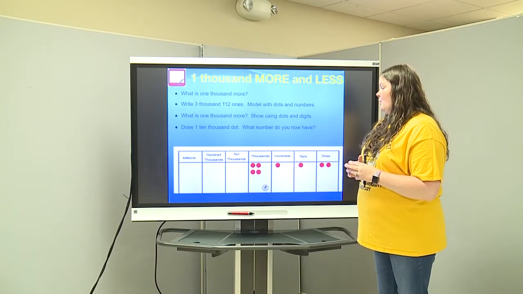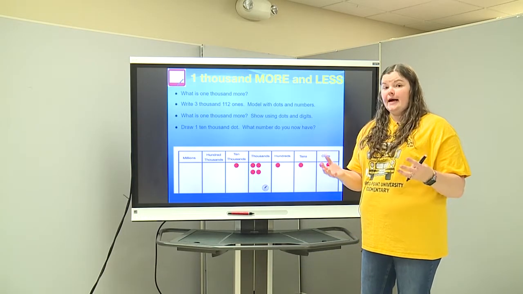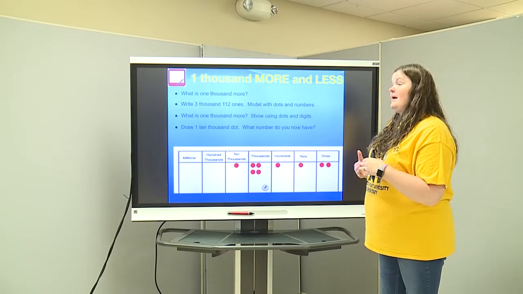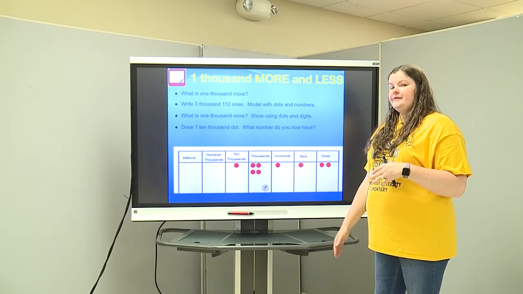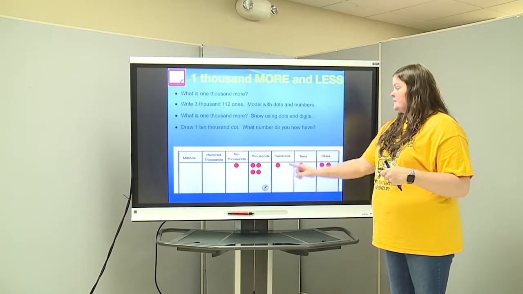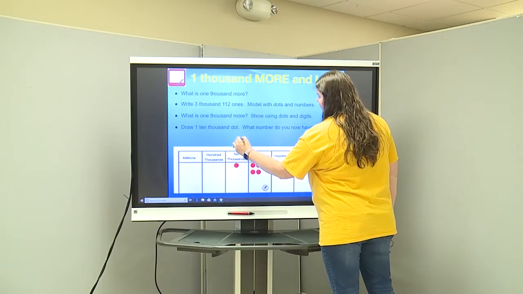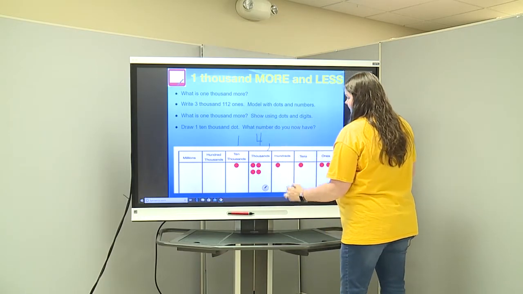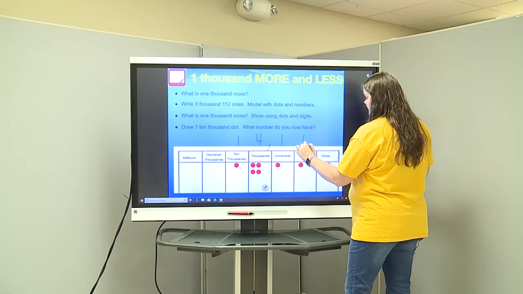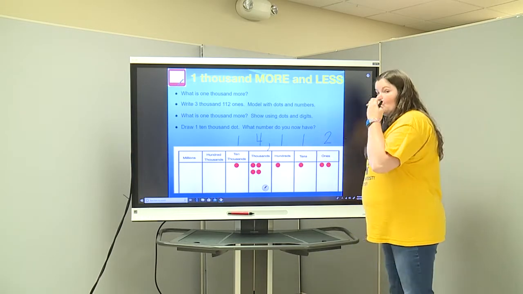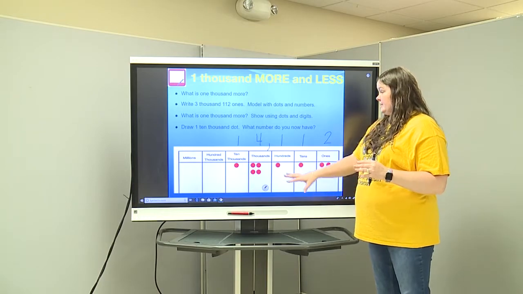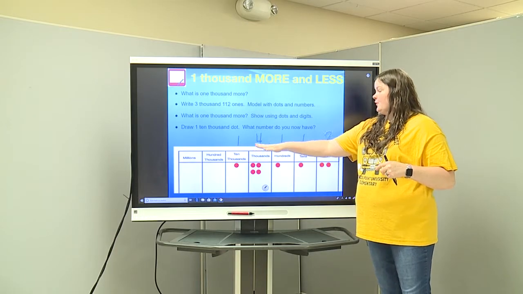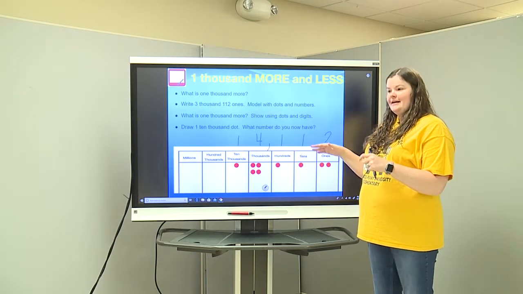All right, now it says draw one 10,000 on the place value discs. Now it says, what number do you now have? Let's look at our place value discs and build this number. In the 10,000s place, I have 1 10,000, I have 4 thousands, I have 100, 10, and 2 ones. So we started with just the 2,000s, and now we've moved all the way up to 14,112.